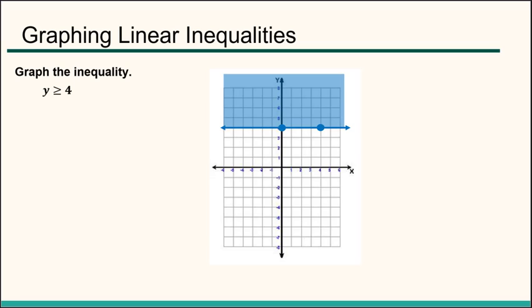Now I need to do a test point just to make sure that I've shaded the right section. I always like 0, 0. And there he is. Is 0 greater than or equal to 4? No, he's not. So I wouldn't expect the point 0, 0 to be shaded.